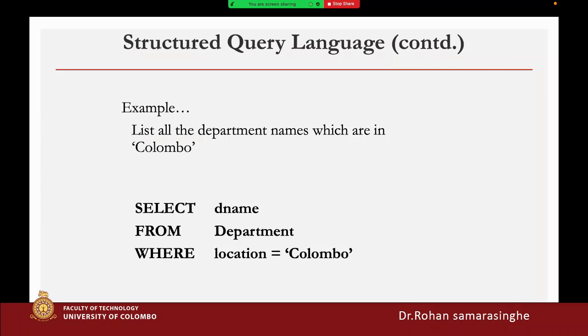Here you can see we have given the condition, where. So you can see this one, the where keyword, where the location is Colombo. In such case, you can get D001, that is the A department, which is in Colombo.